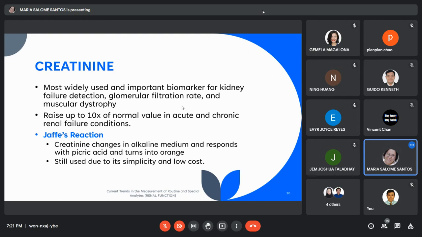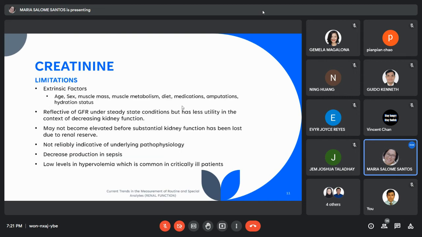cost. After the Jaffe method, there are also various methods that have been proposed due to the many limitations of this reaction. First are the extrinsic factors. These are the limitations for creatinine. First are the extrinsic factors, which include age, sex, muscle mass, muscle metabolism, diet, medications, amputations, and hydration status.